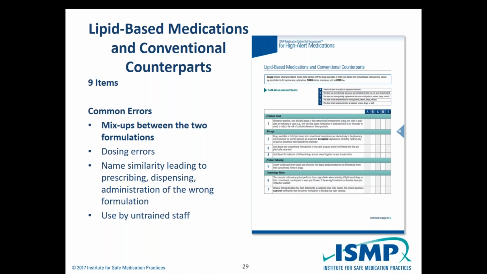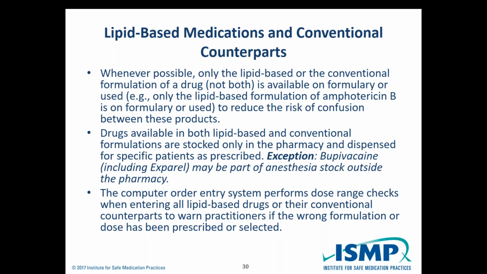Another category: lipid-based medications and their conventional counterparts. There are just 9 items in this section, but we felt it was important to include it in the high alert assessment, because we do get mix-ups with these formulations. And there are more lipid-containing products coming on the market. We have dosing errors, name similarity, and errors by staff who may not be familiar with the items. So again, we felt this was important.